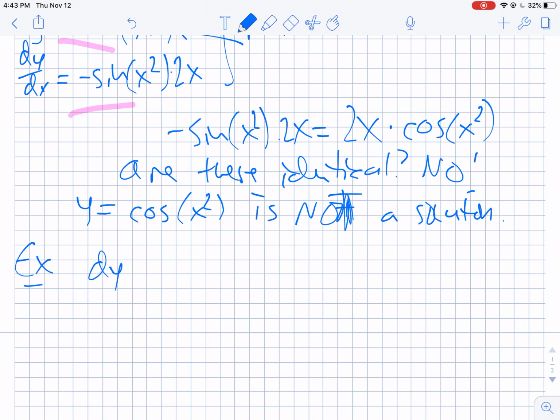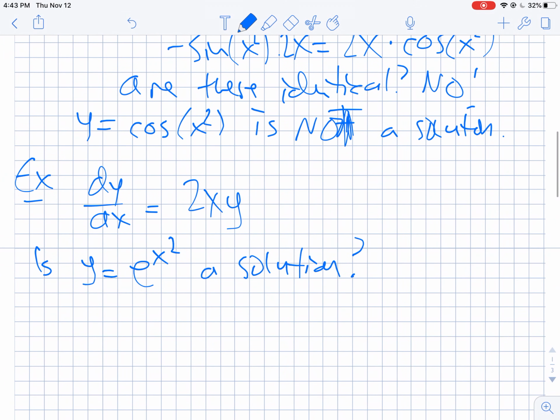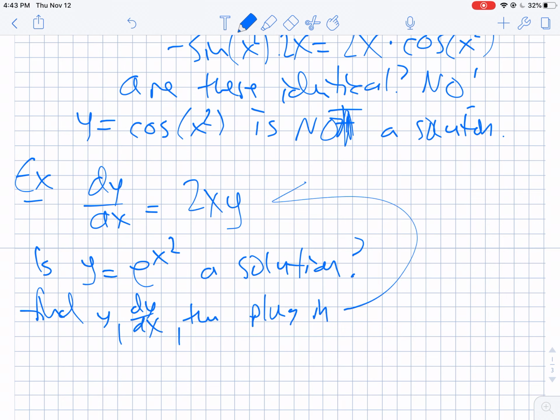Okay, let's look at one more example now. Same DE, say I tell you dy/dx equals 2xy, and I'm going to ask, is y equals e to the x squared a solution? Now, here's how you're going to want to approach this. Again, I'm going to find y, well, it's right there, find dy/dx, and then plug those into my differential equation.